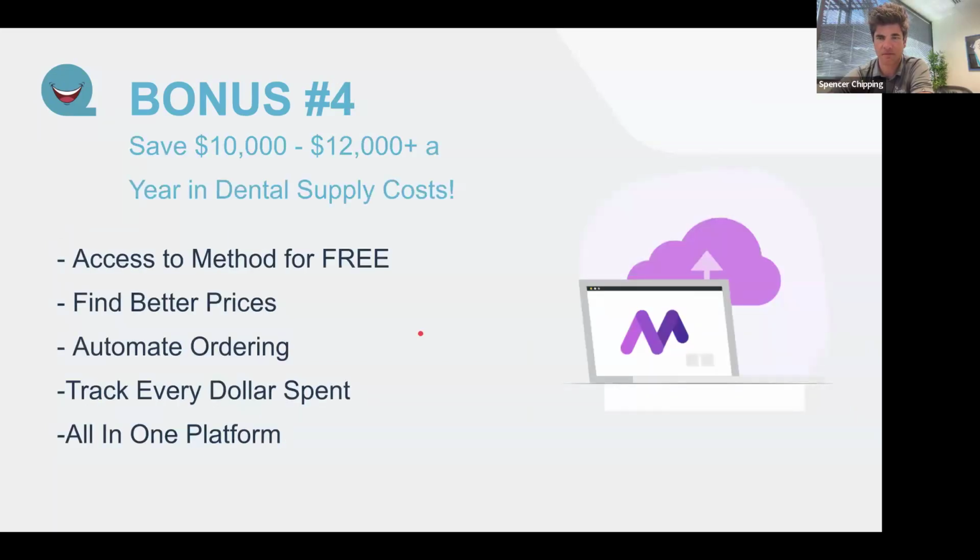Then as a final bonus, just to make this pretty much a no-brainer for you, because this is pretty much going to cover almost the entire cost of working with us. Because we have such a big volume of clients that we're working with, we can actually save you between $10,000 and $12,000 a year on just dental supply costs. We get you access to the right partners, and we literally cover the entire cost for you. So you don't have to spend a dime. And just by working with us, this is already saving you tens of thousands of dollars. Depending on how big your practice is, it can be more than even $12,000 a year.